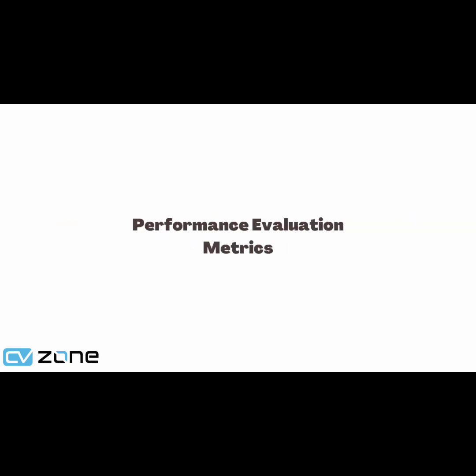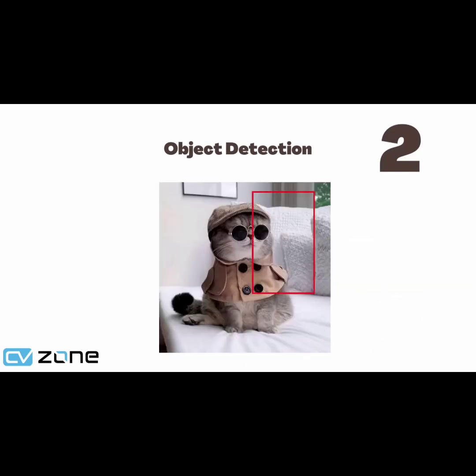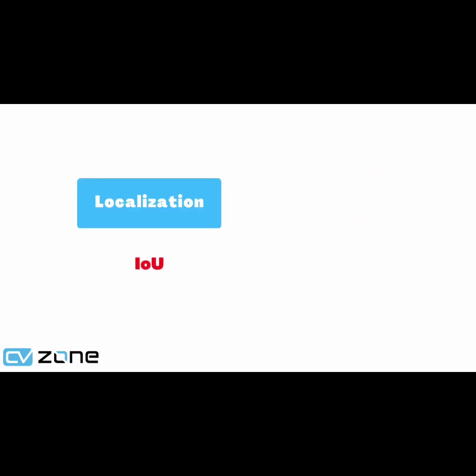Performance evaluation metrics. In order to evaluate our object detection models, there are two main metrics that we need to understand. One is to evaluate how good is the location, and the other is how good is the classification. First is the IOU to measure the localization, and the second is the MAP for classification.